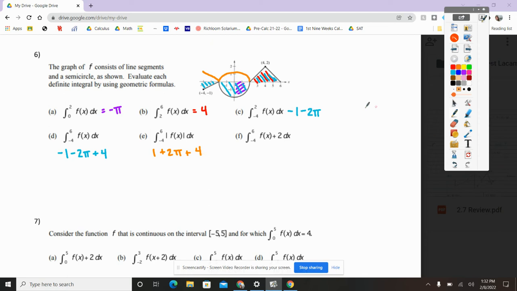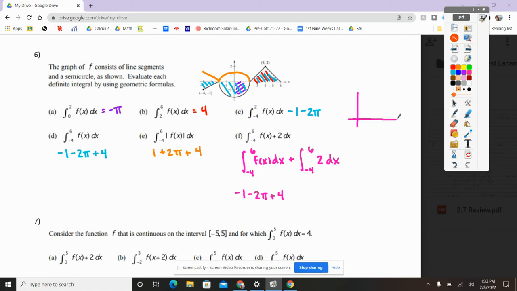And then for F, we're going to go from -4 to 6, but then we have f of x plus 2. So I'm going to split this up into two different ones. -4 to 6 f of x dx, and then -4 to 6 of 2. Well, we just know what this is. It's going to be -1 minus 2 pi plus 4. But then here, we need to figure out what the area under the curve is for this part.